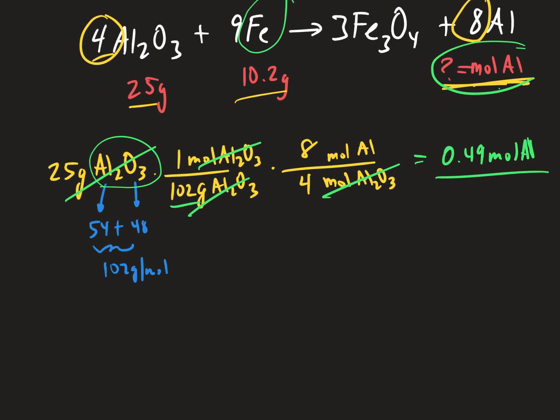So let's do it. We start with 10.2 grams of iron. And we're going to do the same thing, grams to moles, right? So what's the molar mass of iron? Is it 56-ish? 55.8 grams of iron to 1 mole of iron.